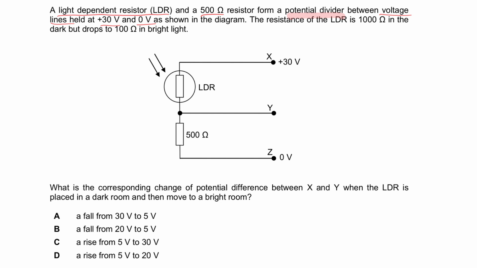And you're also given that the resistance of the LDR will be 1000 ohms in the dark when the light intensity is low, or it will decrease to 100 ohms in the bright light.